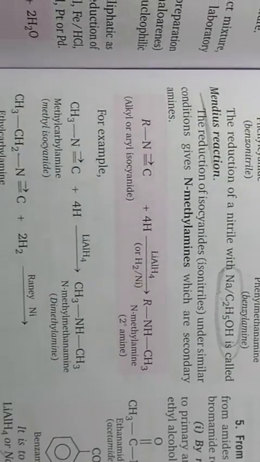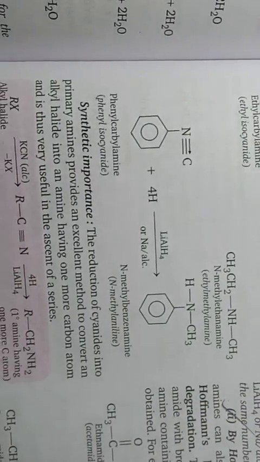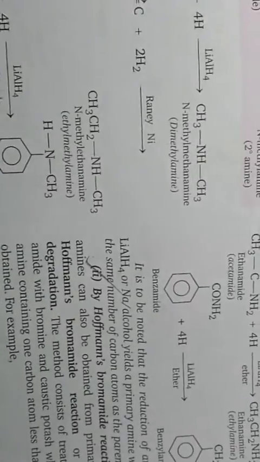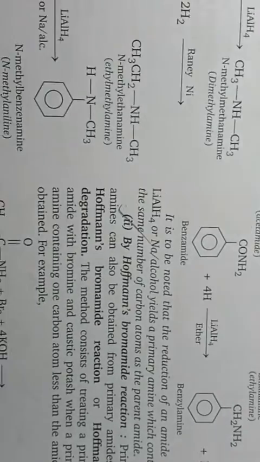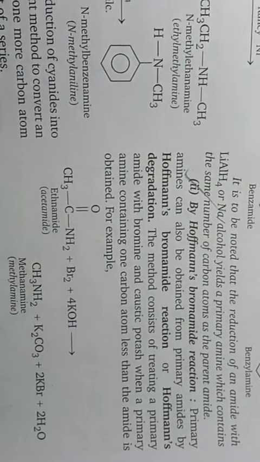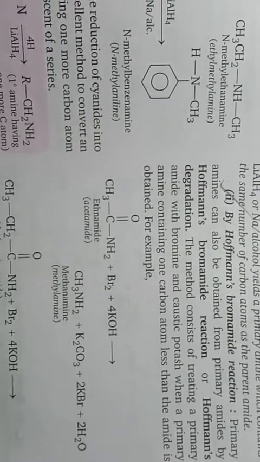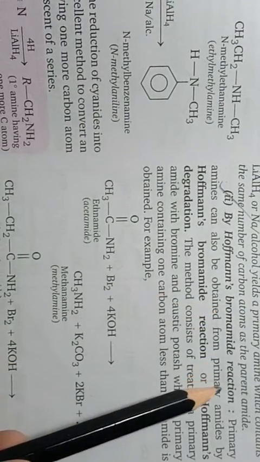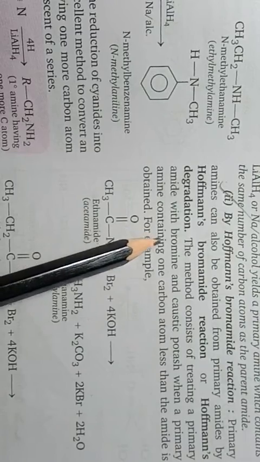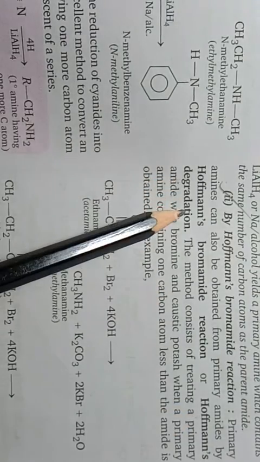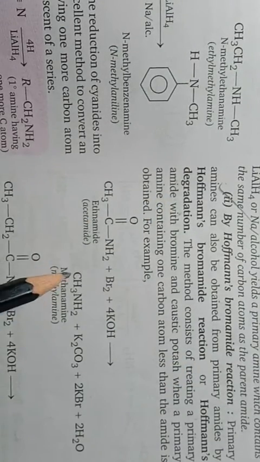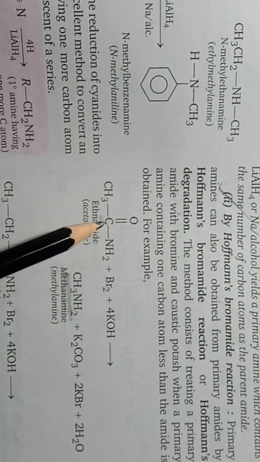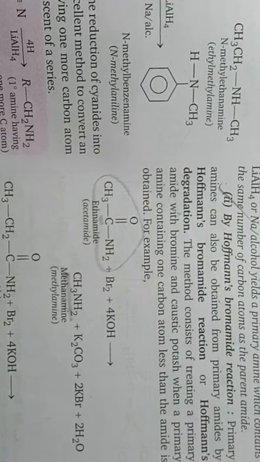Then next is Hofmann's bromamide reaction, and this is a very important reaction for the preparation of primary amines. It is also known as Hofmann's degradation reaction, because the amine which we form here has one carbon less than the parent amide compound.